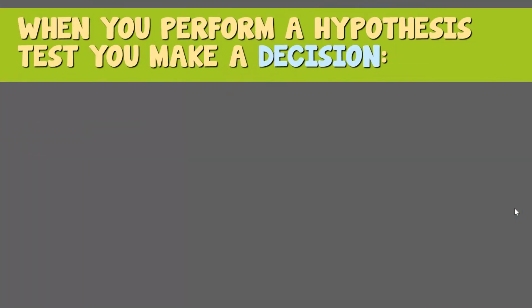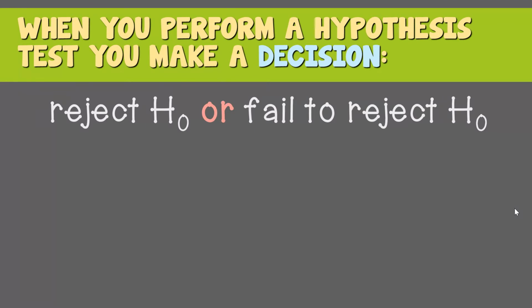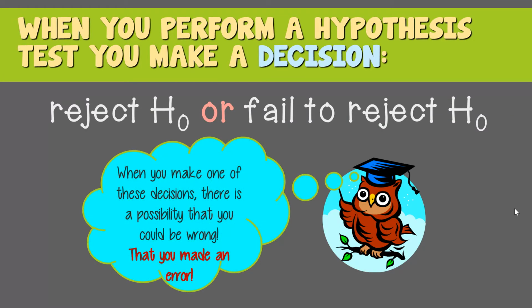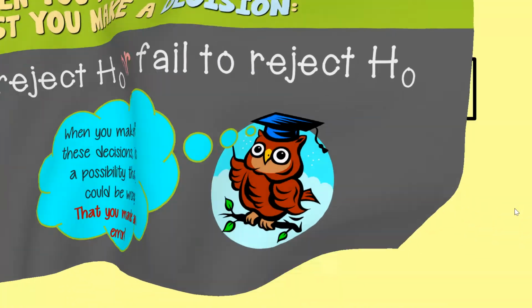So here's the thing. When you perform these hypothesis tests, you make a decision. You either reject the null or you fail to reject. You only have 2 options, which means there's only going to be 2 types of errors that you can make because there's always a chance that you're wrong. Yes, OMG, there's a chance that you're wrong. There's always a chance that you're wrong. So 2 types of decisions, 2 types of errors.